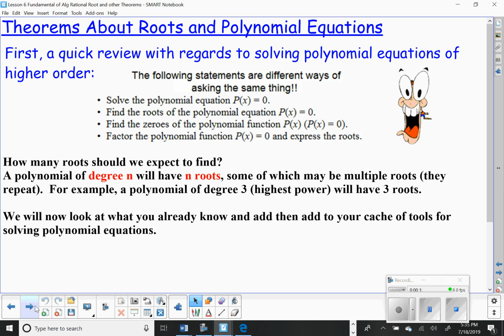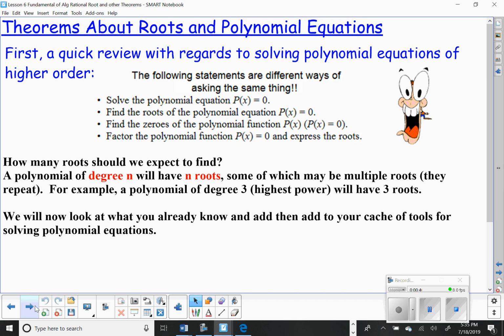There's a good bit of these notes that I've given you that are just review, that go back over things that you've already done. Quick review with regards to solving polynomial equations of higher order. Solve the polynomial, find the roots, find the zeros, factor the polynomial, and express the roots. Those are all different ways of saying the same thing.